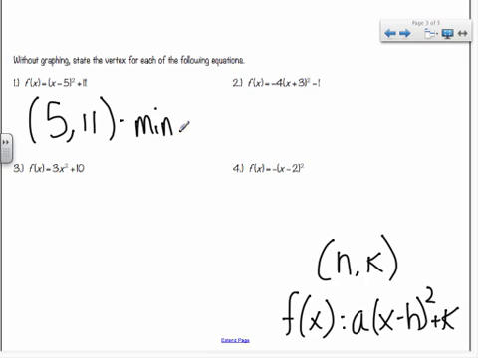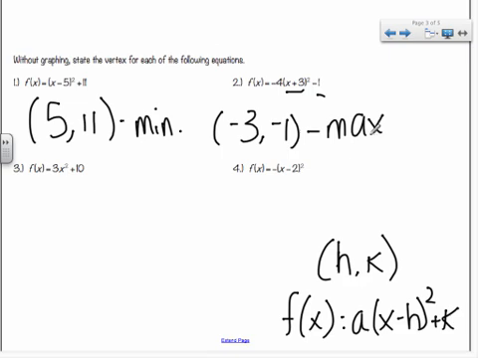All right, so in number 2, the H value is positive 3, and the K value is negative 1, which means that my vertex is negative 3, negative 1. Because the A value is negative, it means it's a max.